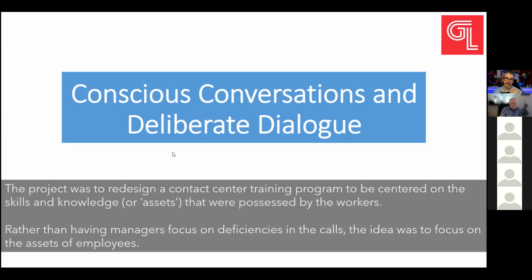And the idea of the approach we started to develop was, rather than having managers focus on deficiencies in the calls, the idea was to focus on the assets. What were the employees doing well, even if it violated the script? What were they doing that made sense? How were they able to manage difficult conversations in ways that made the experience better for the customer? And how was it hearably better for the customer? That beyond a survey score, you could listen to the phone call and get a sense of what was going on in that conversation.